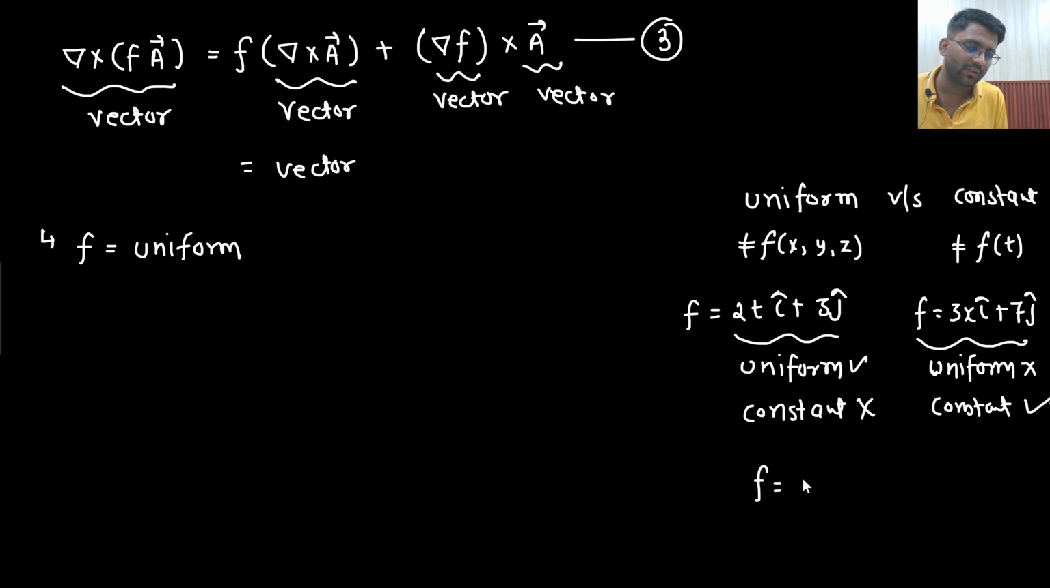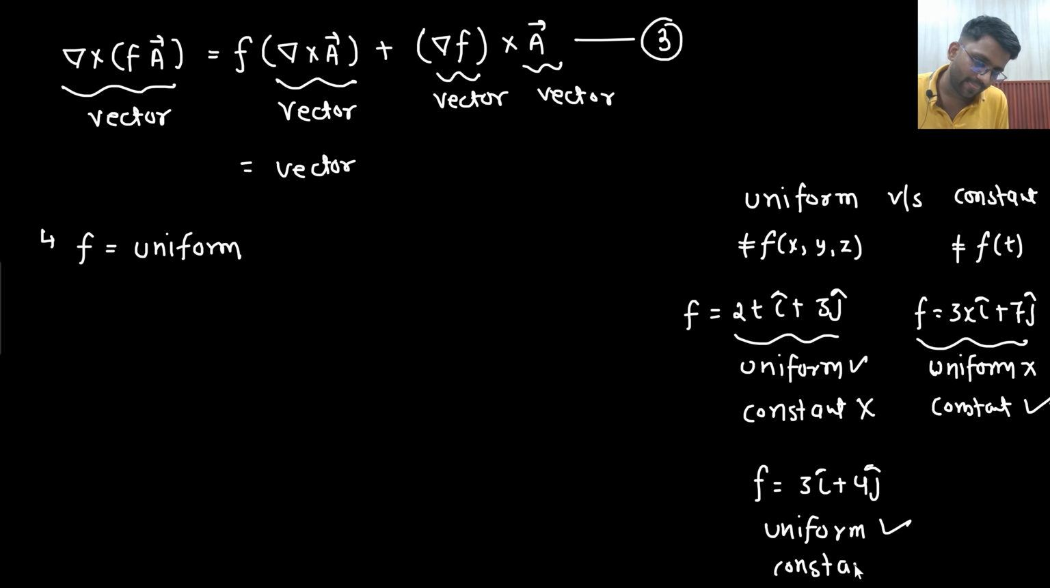And another field I write down: 3 i cap plus 4j cap. It is neither a function of space nor a function of time. That means it is uniform as well as constant. People think that both of the statements are the same, but they are different. Understandable?